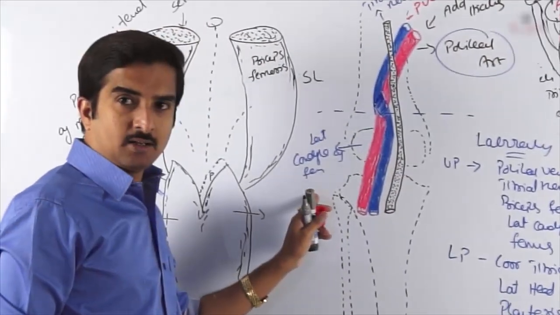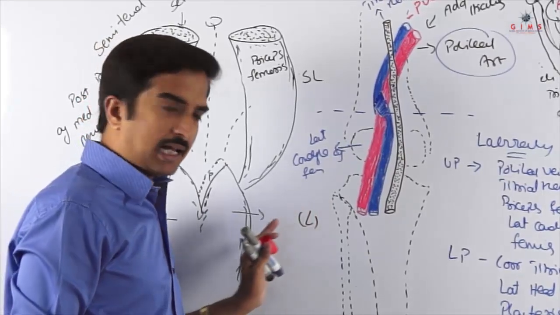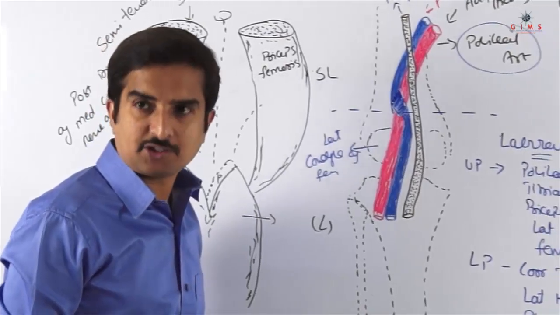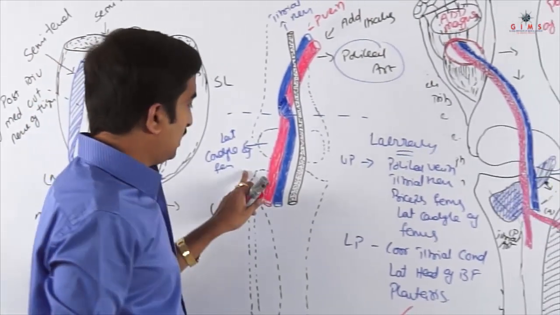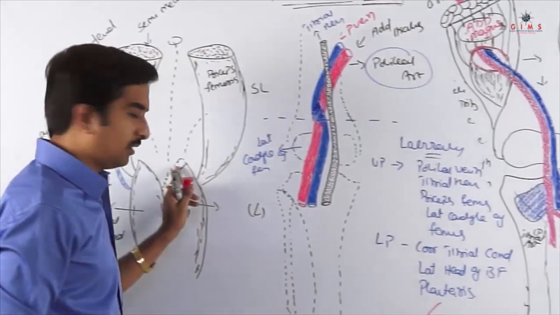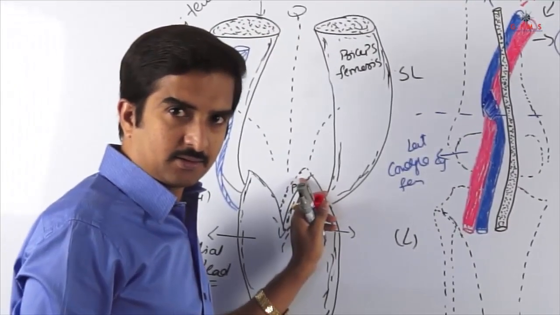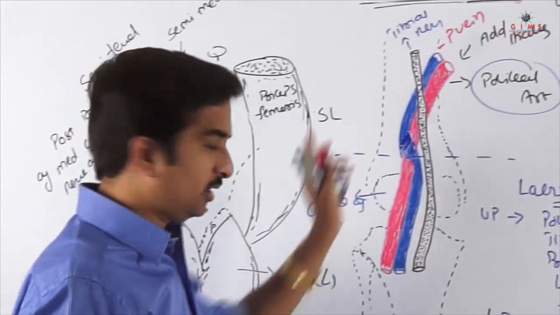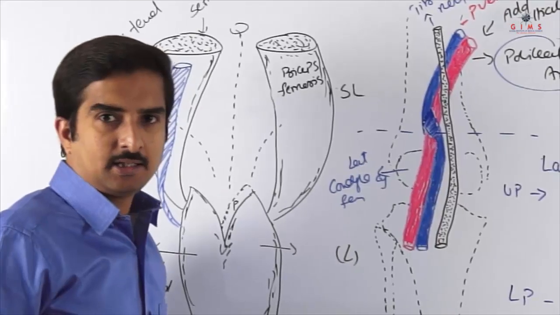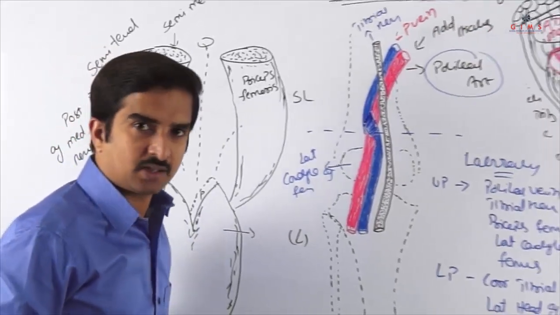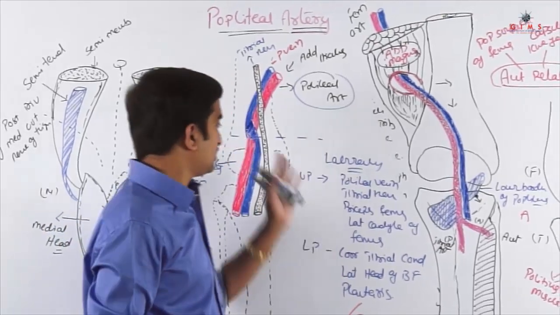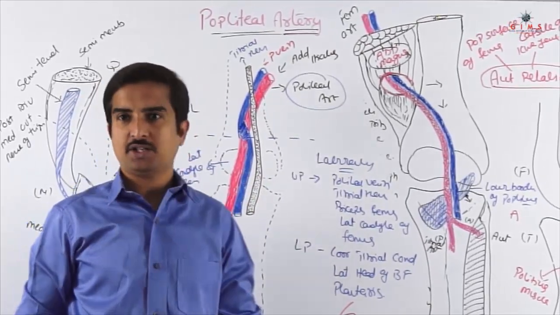You also have the lateral head of the what muscle? The lateral head of the gastrocnemius, right? And not only the lateral head of the gastrocnemius, you also have the plantaris, right? In the upper part is the biceps femoris, and in the lower part the lateral head of the gastrocnemius as well as the plantaris muscle. These are the lateral relations, the upper part and lower part relations we studied here.